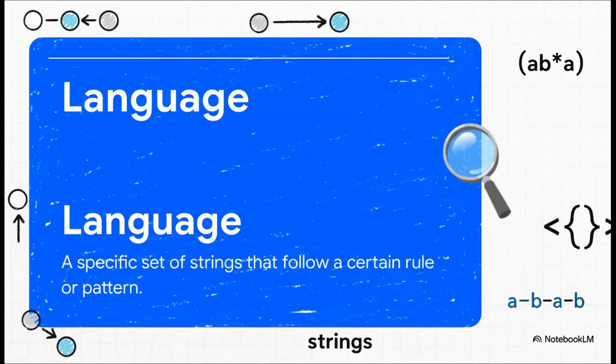A language is not every single possible string you could ever make. Nope, it's a specific set of strings that follow a rule that we care about. So when you search for the word theory, the language you're creating is just the set of all strings that happen to contain theory. It's the collection of patterns we actually want to find.